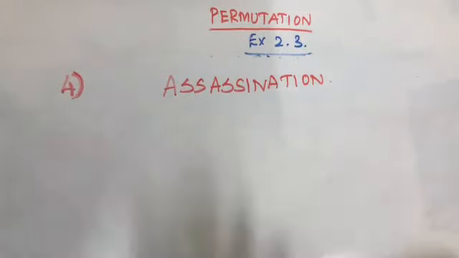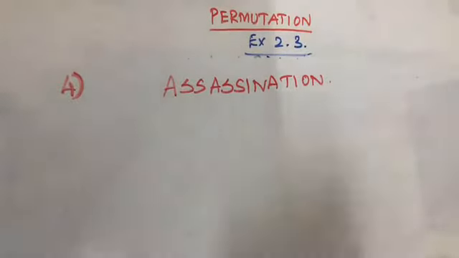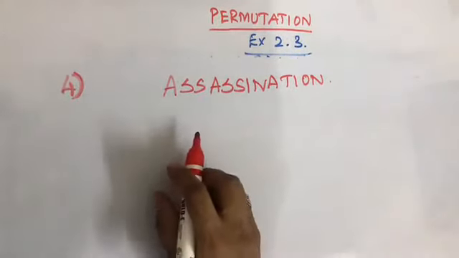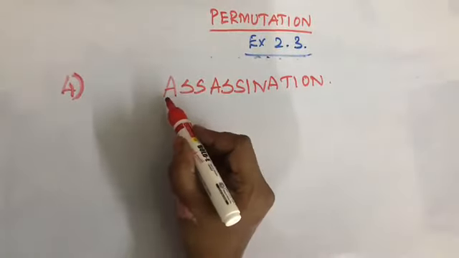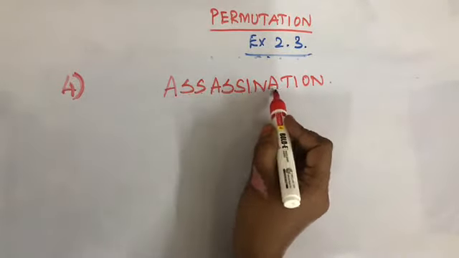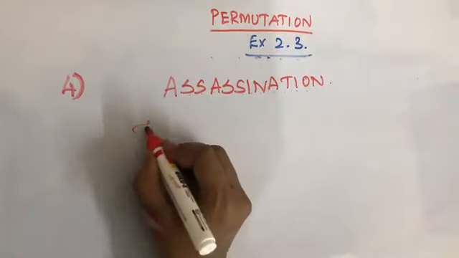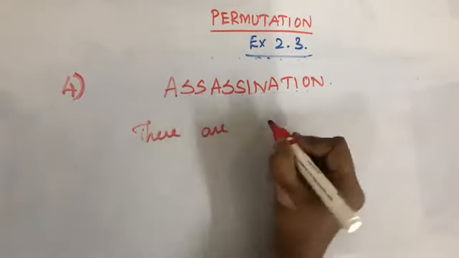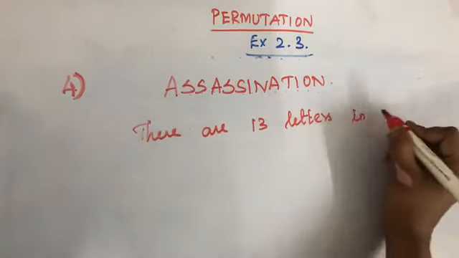Fourth one, find the number of arrangements that can be made out of the letters of the word assassination. Okay, so here one word is given. We have to find the number of arrangements that can be made out of these letters. So how many letters are there in this word? 1, 2, 3, 4, 5, 6, 7, 8, 9, 10, 11, 12, 13. Okay, so there are 13 letters in this word.